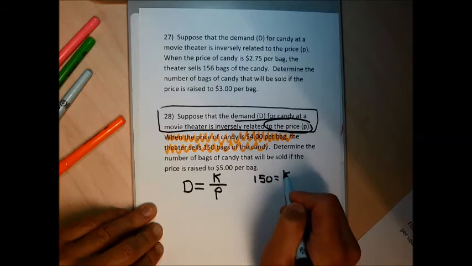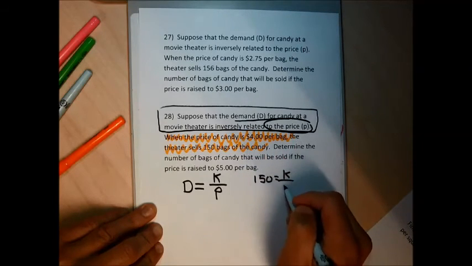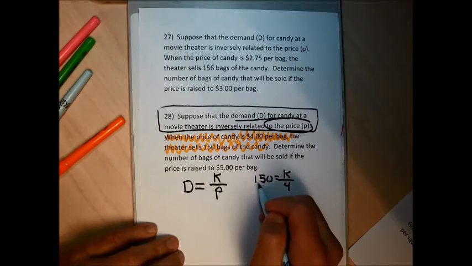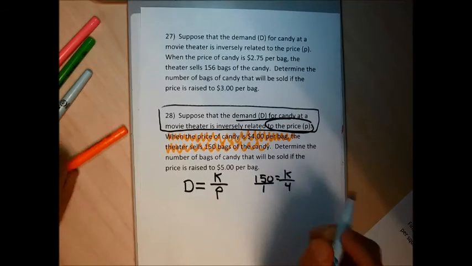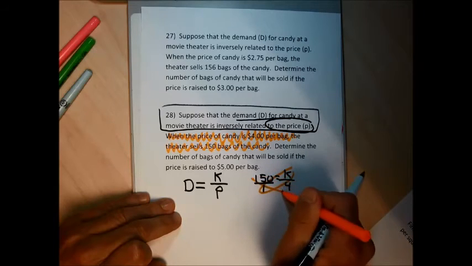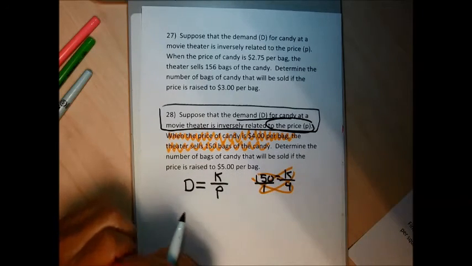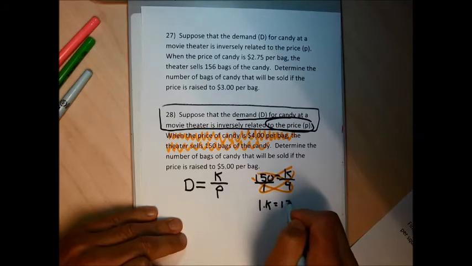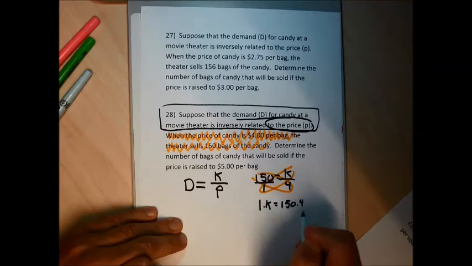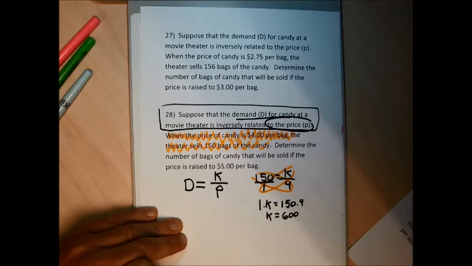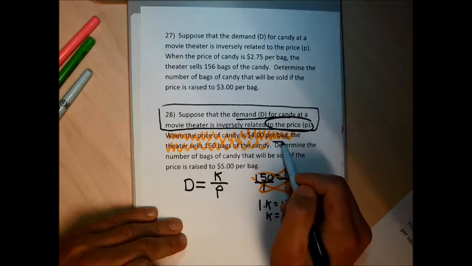equals k over 4. And I'm not going to put the decimals with the 4 because it's going to make it hard for me to solve. And usually varies inversely I solve by cross multiplying. So I'm going to make the 150 side into a fraction by putting it over 1. Then I'm going to cross multiply up and cross multiply down. I'm going to get 1 times k equals 150 times 4. That's going to give me k equal to 600. Done with the second sentence, go to the third sentence.